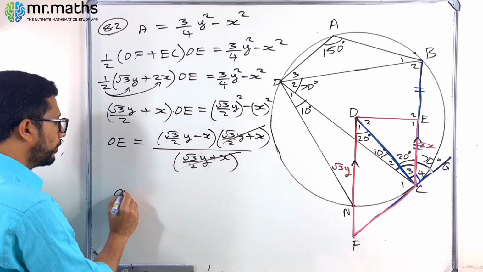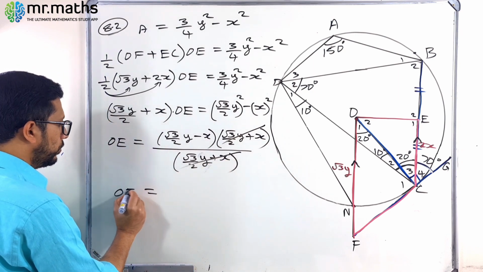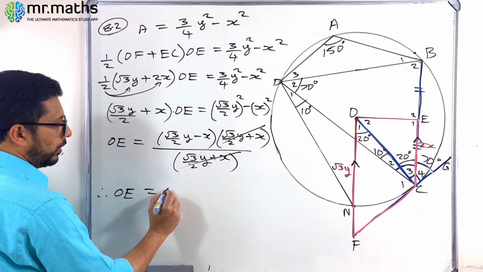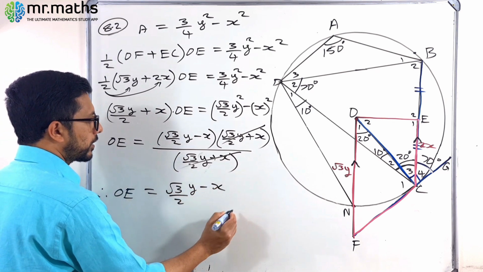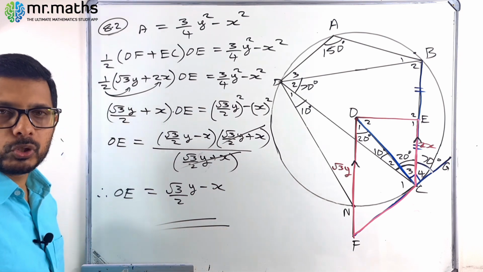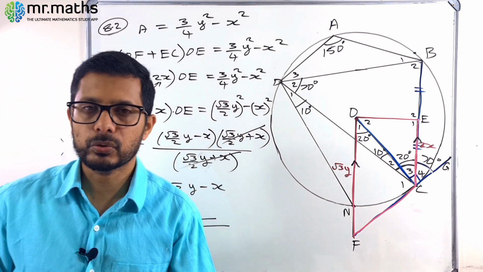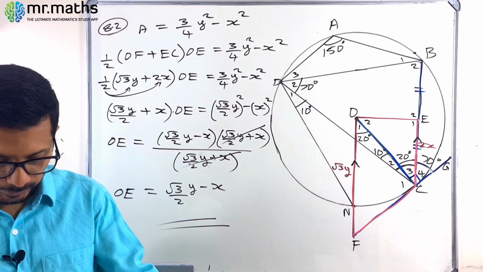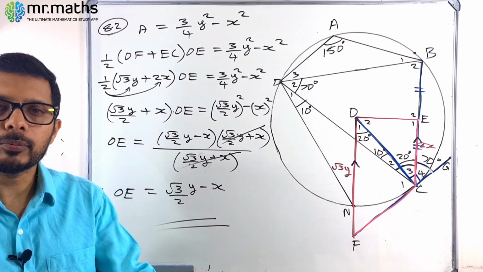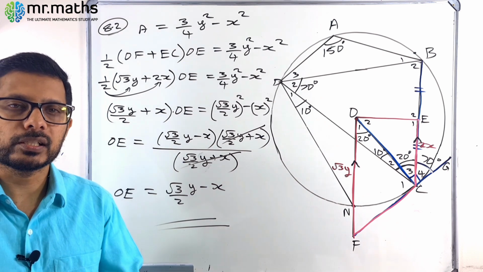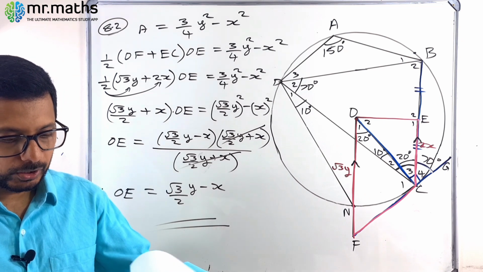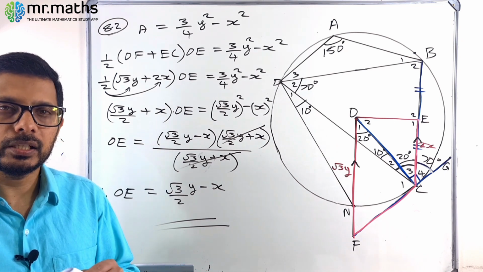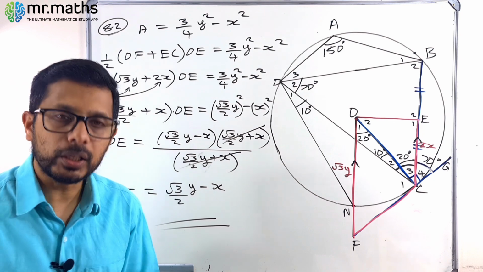So what is OE? OE is equal to only root 3 by 2 y minus x. Did you get the answer in terms of x and y? Yes. So that is the question: determine the length of OE in terms of x and y. Okay, so that is question number 8. Now let's move to the next question, question number 9.